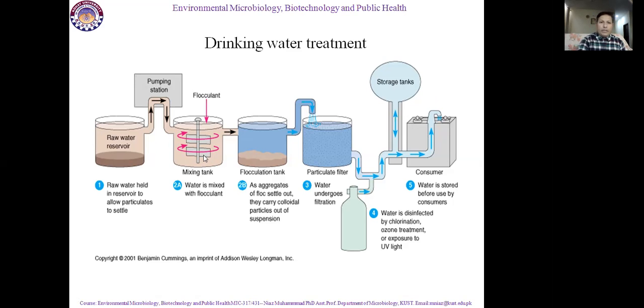Every developed country, and every country, has been advised according to the World Health Organization that they must treat water in such a way and provide drinking water to their community through this process.